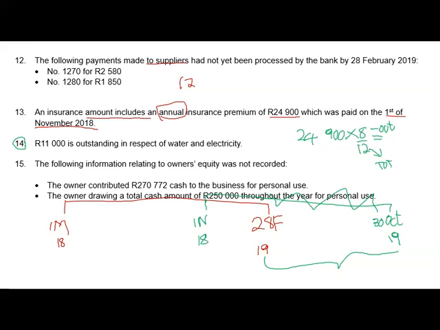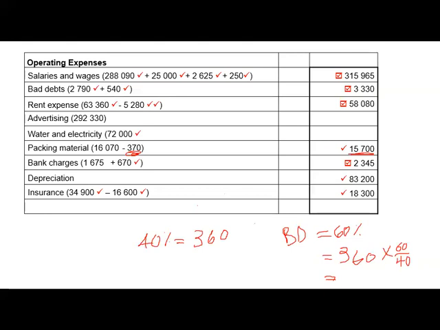I just had to include transaction 14 to make it a little bit juicy. They're saying that 11,000 is outstanding in respect of water and electricity. That is what we call an accrued expense. I wanted to have some accrued expense in here. So I'm going to go to my water and electricity and include that 11,000 Rand, which will give me my total water and electricity of 83,000.